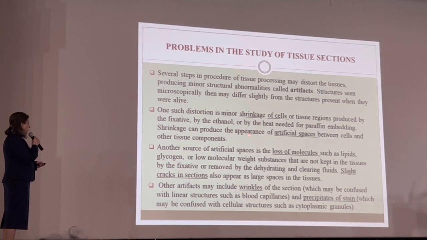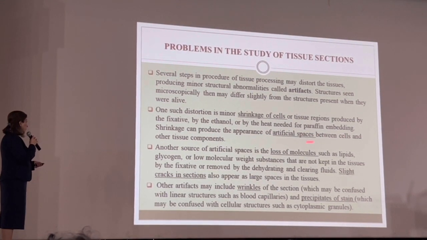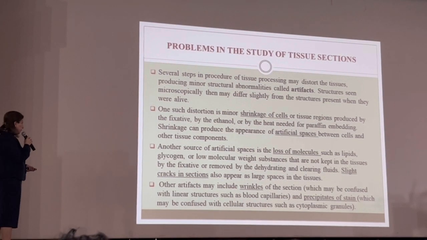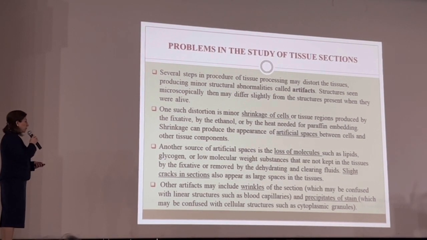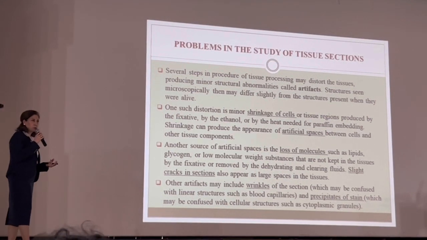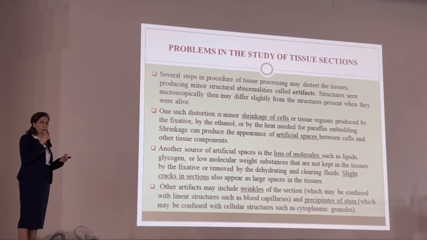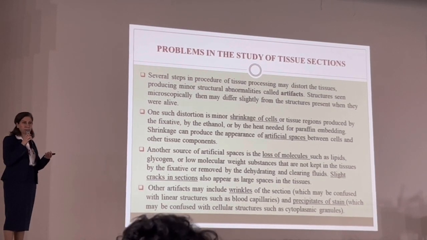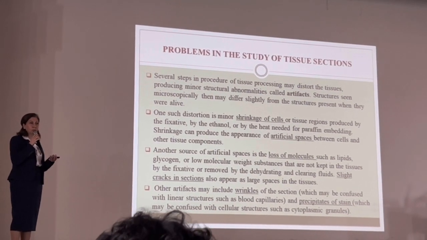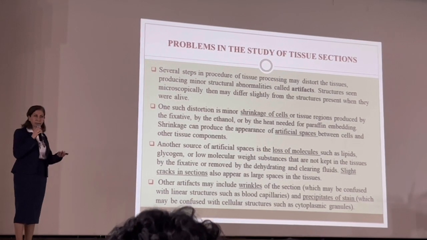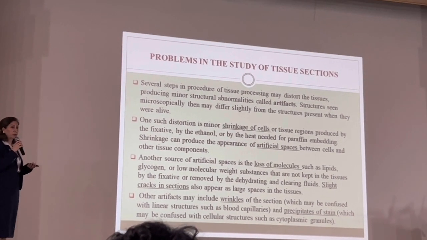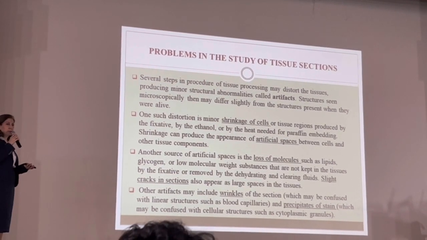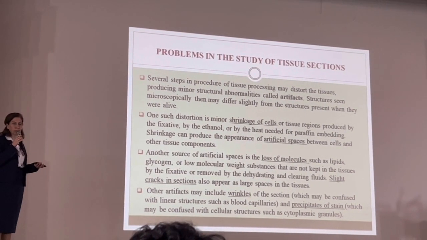Shrinkage can produce the appearance of artificial spaces between cells or tissue components. So this is one artifact. Another artifact is loss of molecules. When you take a part of a tissue or a type of organ and you want to examine the types of the cells in that organ, you want to see all the details and the ultrastructure inside the cells. For example, the mitochondria, the nucleus, and different secretory granules in the cell.